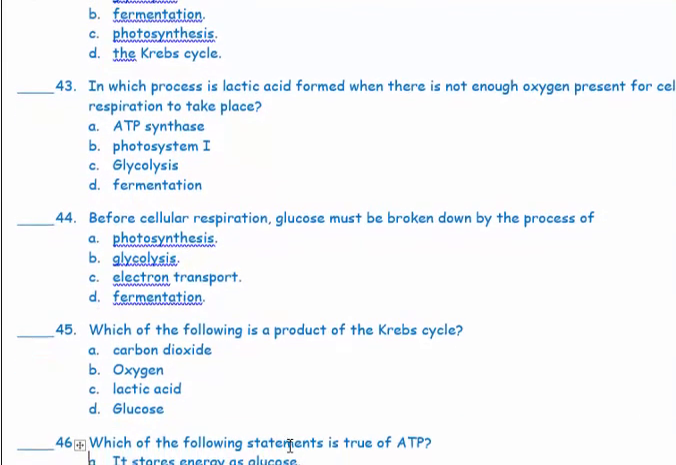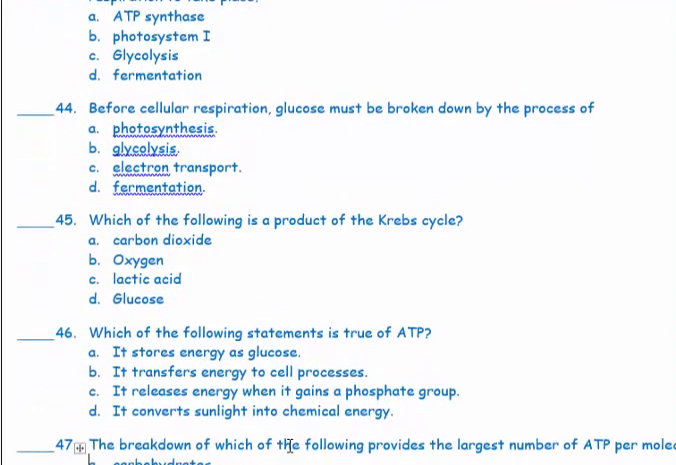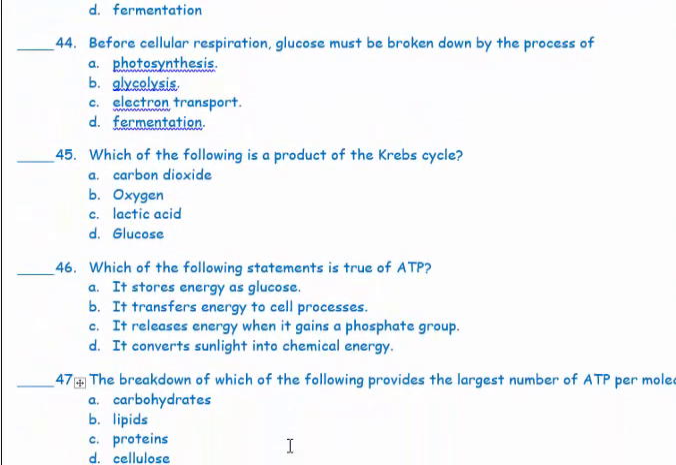45. Which of the following is a product of the Krebs cycle? Of course, carbon dioxide. 46. Which of the following statements is true of ATP? D. It converts sunlight into chemical energy. Sorry, it transfers energy to cell processes. I'm so sorry, I meant B, not D. For the ATP, it is the energy currency of the cell, and it's responsible for transferring energy for cellular processes.